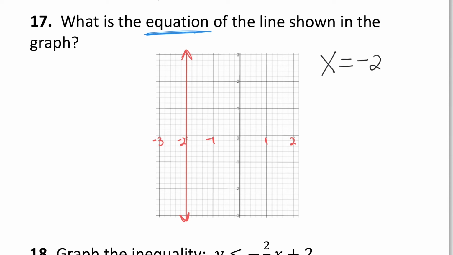negative 2. And I'm going to write down the word vertical so you guys know that when it is vertical, you guys are not going to have a y. You guys are going to have just an x. So that's the equation. That's it. X equals negative 2.